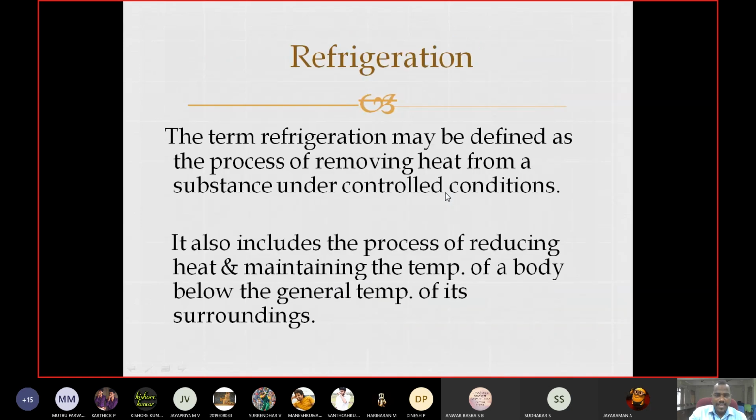Then the actual refrigeration: the term refrigeration may be defined as the process of removing heat from a substance under controlled conditions, right? So we can define the refrigeration process. It also includes the process of reducing heat and maintaining the temperature of the body below the general temperature of its surroundings. So the main agenda of refrigeration is to maintain low temperature, right?